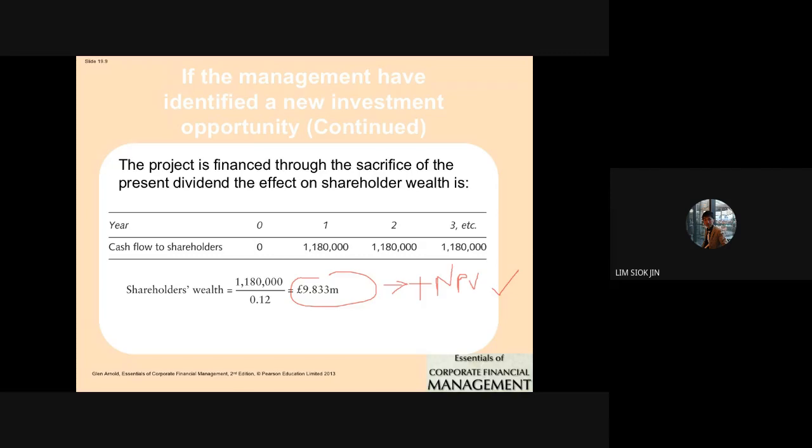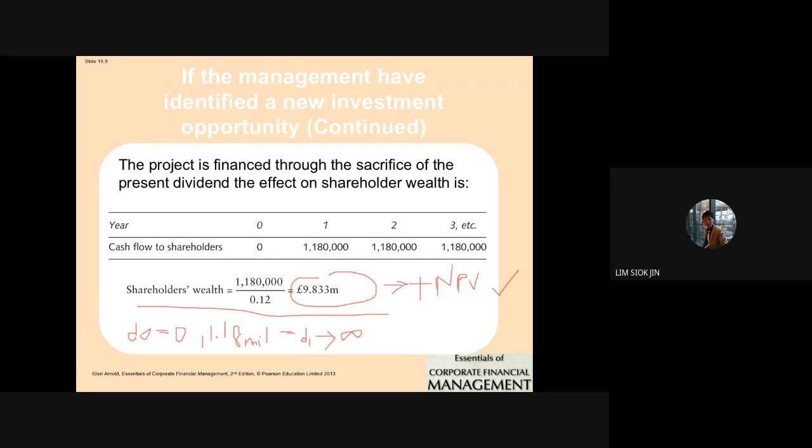But what happened in terms of dividend? So what happens is that D0 will be 0. That means shareholders will not get dividend this year, but they will get 1.18 million starting from next year and forever, equals D1 to forever, infinity. All right, so is this a good thing? Yes, it is a good thing.